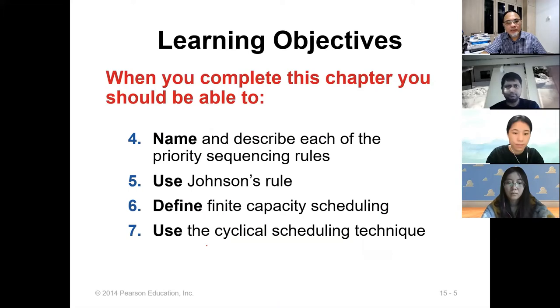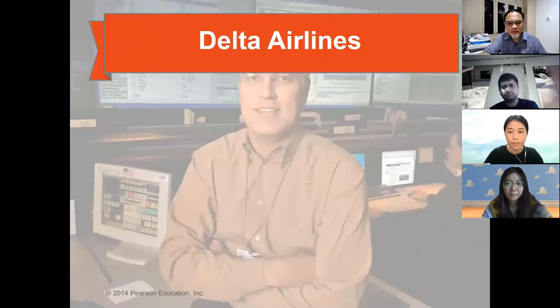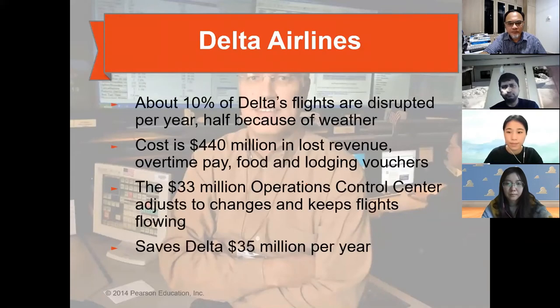And also another method. I'm going to also introduce to you priority sequencing rules: first come first served, due date, and so on. And also Johnson's rule. So these three main methods are the assignment method, sequencing rules, and Johnson's rule. The other ones, I'll just briefly explain.